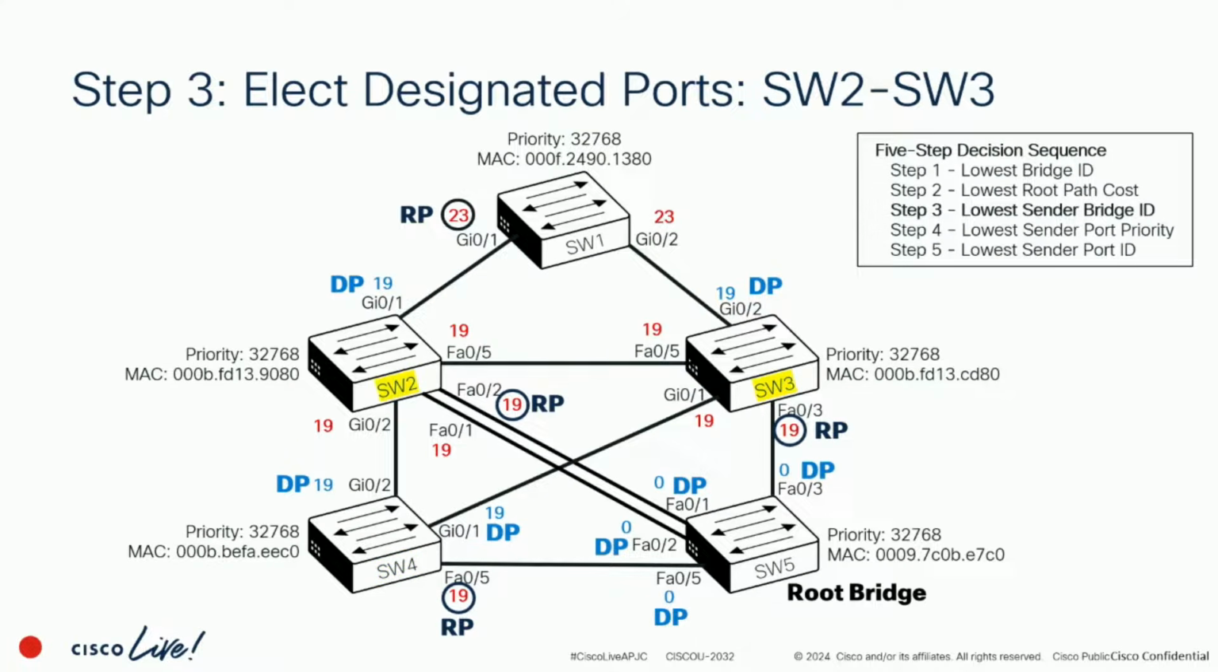Next one is, let's do this one over here. Again, we have a tie, 19 and 19. I need to go to my tie break, looking at sender bridge ID. Got 00B FD13. Oh, 00B FD13. I got a 9. I've got a C. Pretty clear to me. This guy is going to win. Lowest bridge ID. This one is a designated port. So far, so good.